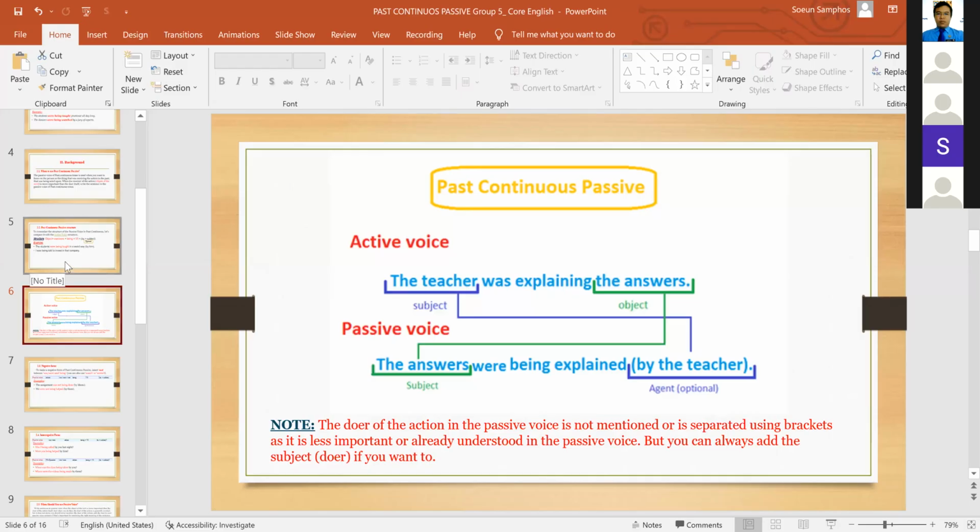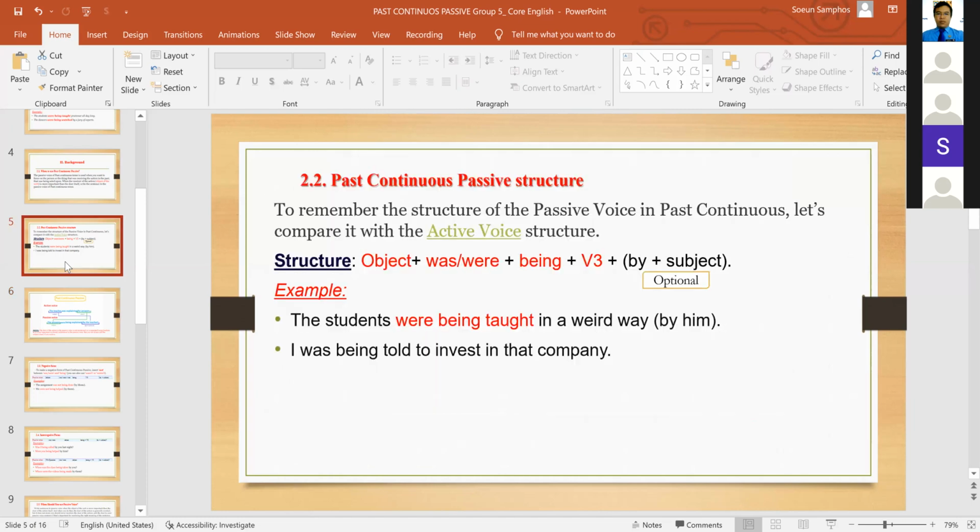In this one, I showed the example in the passive voice. And the next slide, we will compare it with the active voice. Yes, move to the next slide.